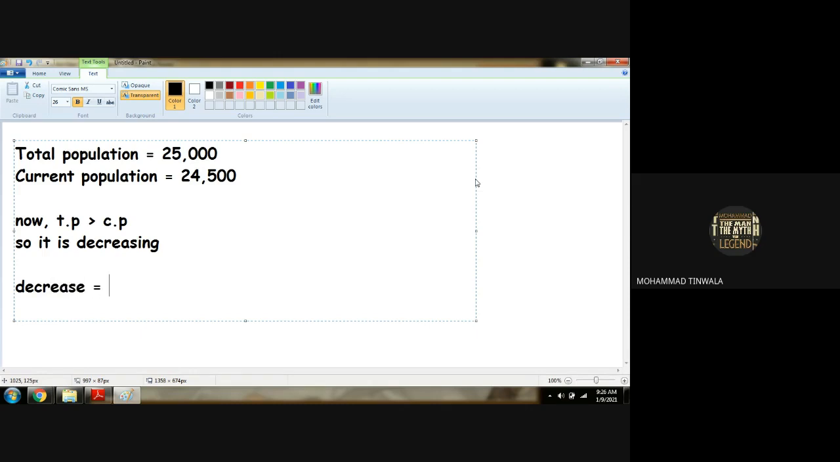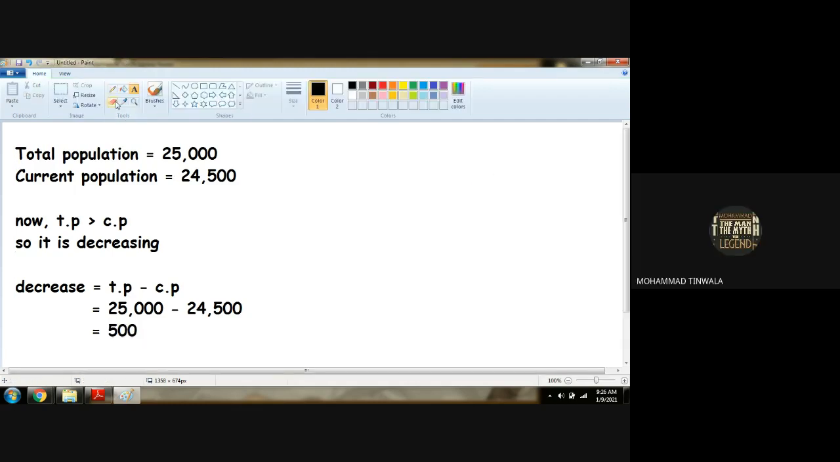Yes or no? Now decrease is one sort of loss. So can we say TP minus CP? So decreasing amount is equal to 25,000 minus 24,500. So we get a decrease of how many people? 500 in the population. Yes or no? So this is the half part we have finished.